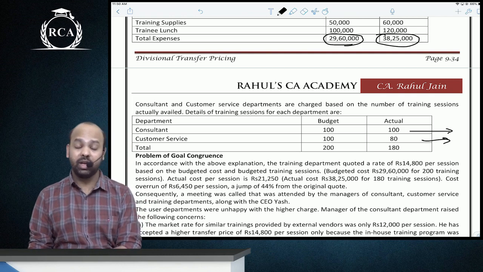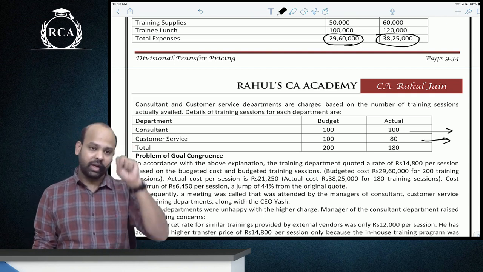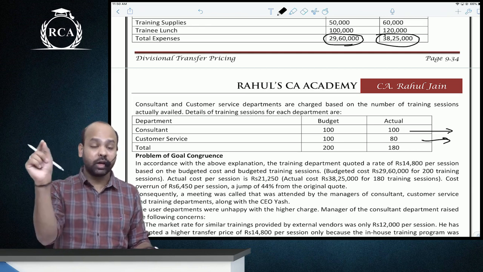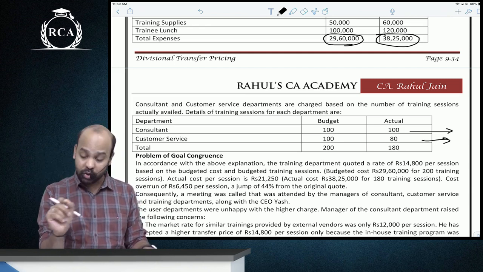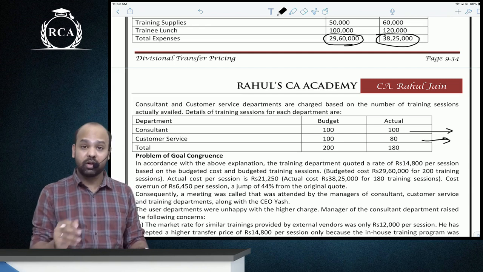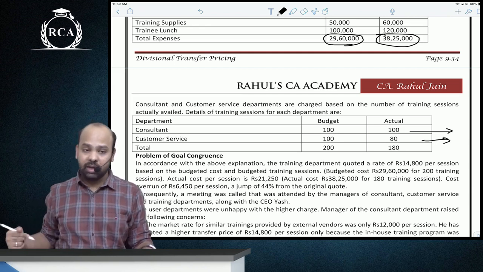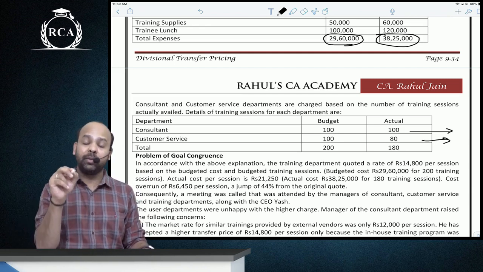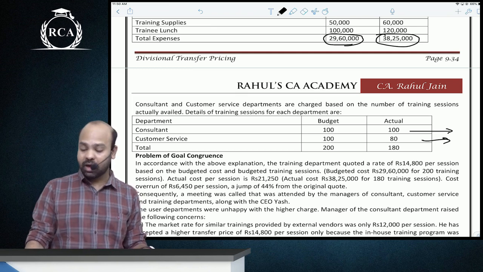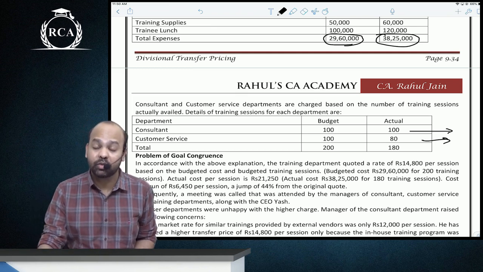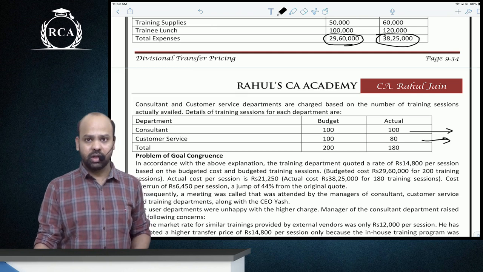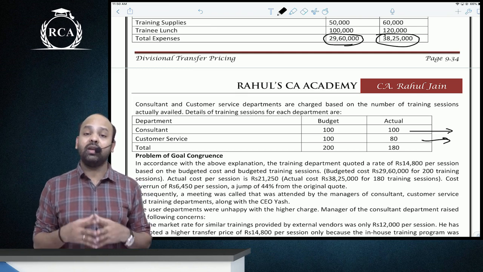He might have incorporated, see guys, when the consultant department incorporates, he must have said 200, total cost divided by 200 training sessions. This would have been the standard cost given at the beginning of the year, but ultimately at the end of the year it will get divided by 180 sessions only. So this in fact will increase the transfer price.